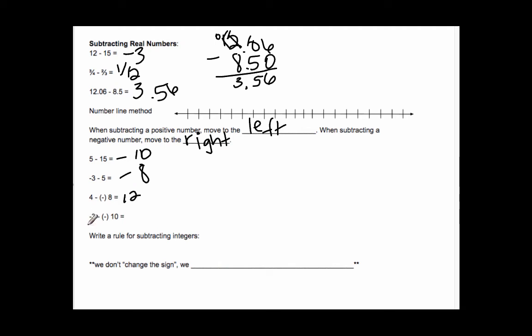And then here, we're starting at negative 3, but we're subtracting a negative, which means we're actually moving to the right, which is like adding. So negative 3 to the right 10 is going to be 7.